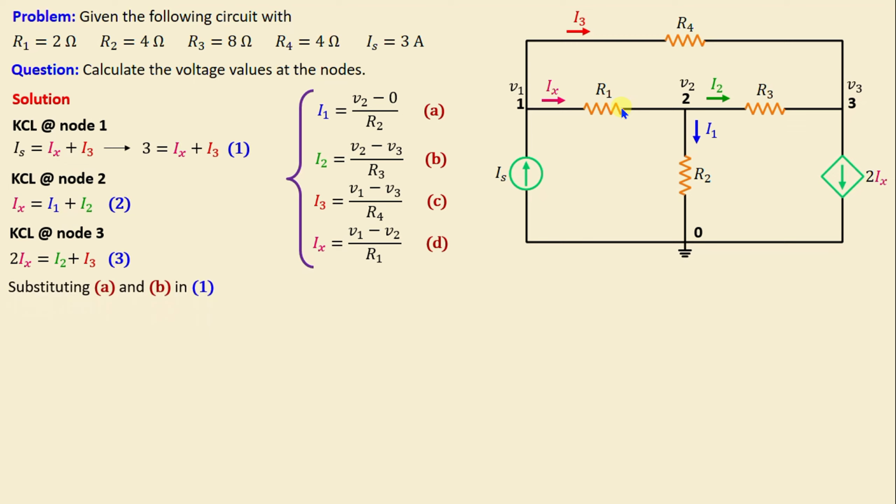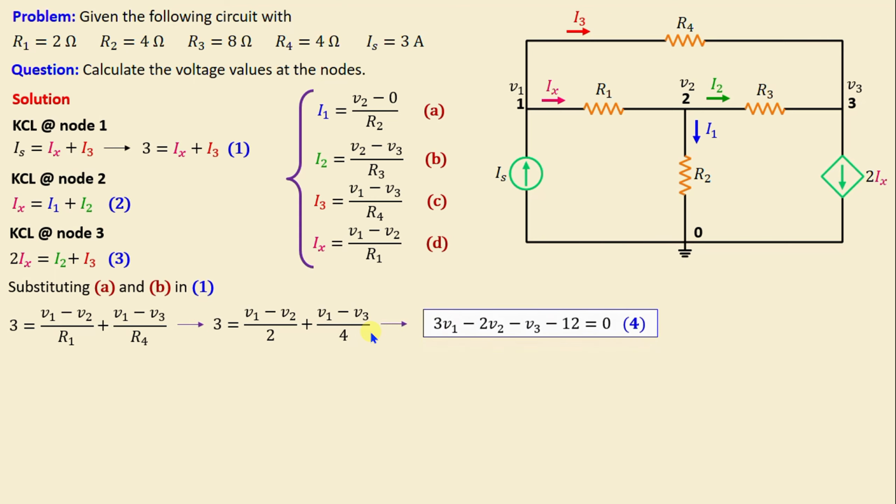By substituting equations A and B in 1, we can write 3 is equal to V1 minus V2 over R1 plus V1 minus V3 over R4. And if we replace the resistors with their numerical values, we obtain 3 is equal to V1 minus V2 over 2 plus V1 minus V3 over 4. And if we continue simplifying this equation, we obtain 3V1 minus 2V2 minus V3 minus 12 is equal to 0.